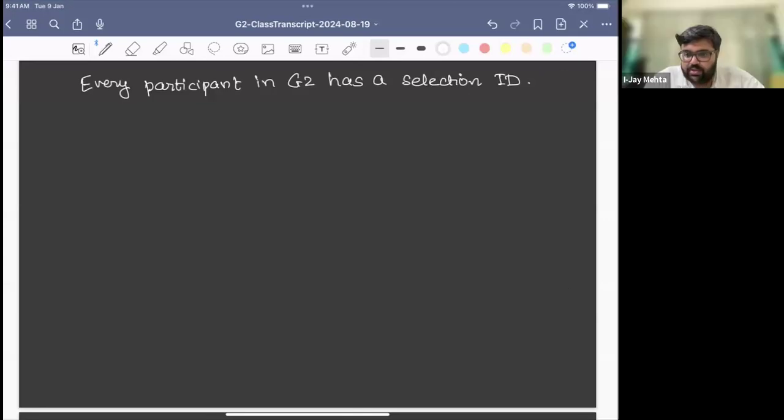So those who have understood, now again answer yes or no. If you think the statement is true, then say yes. Every person has a selection ID. If you think the statement is false, then say no.